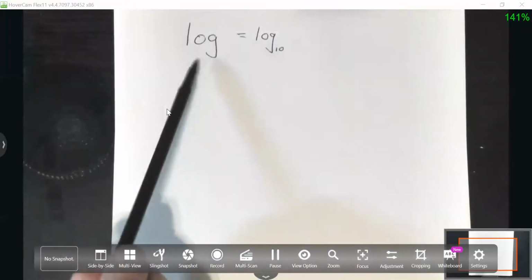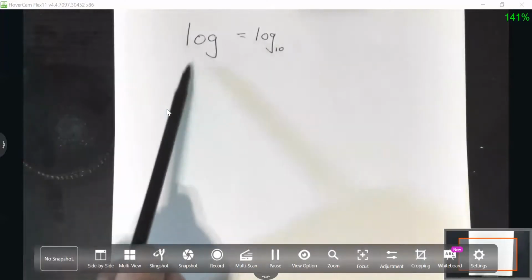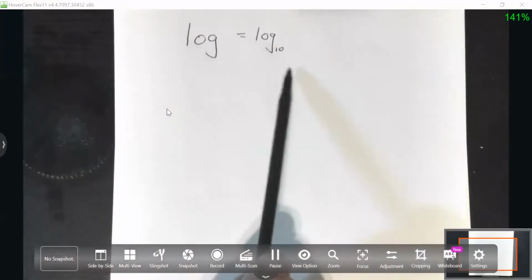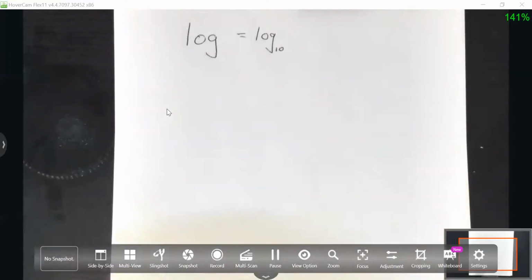This will match the log button on your calculator. So if you have a graphing calculator or a scientific calculator that has a log button, that means it is log base 10. If you ever see it written with no base, it is log base 10.